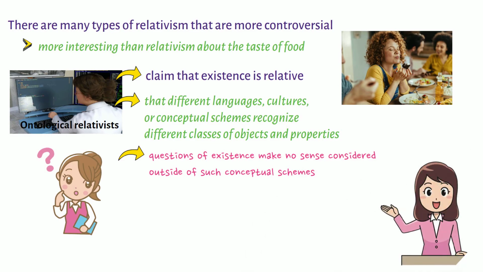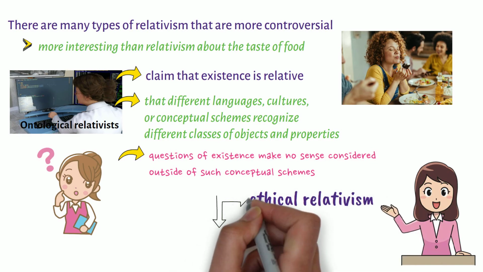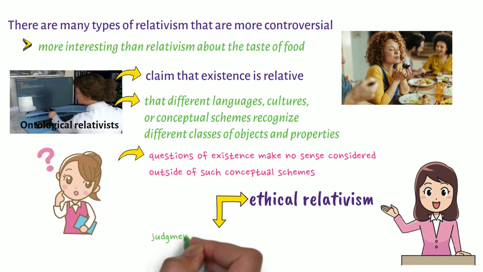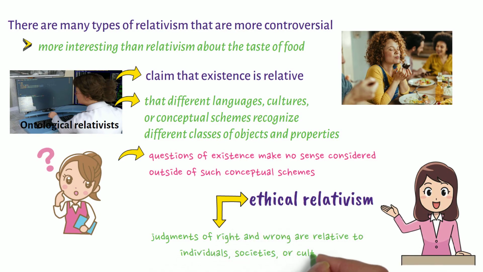Perhaps the most interesting example is ethical relativism. Ethical relativists claim that judgments of right and wrong are relative to individuals, societies, or cultures.